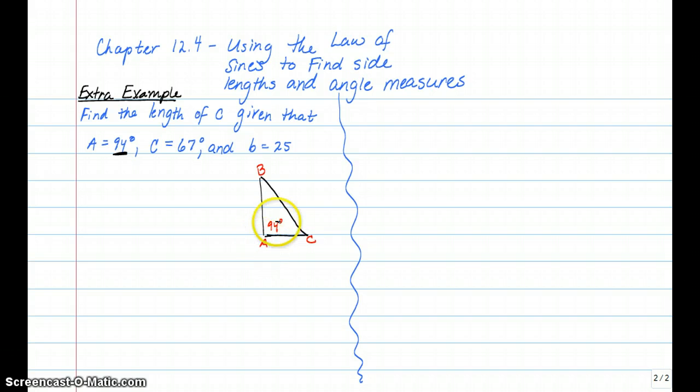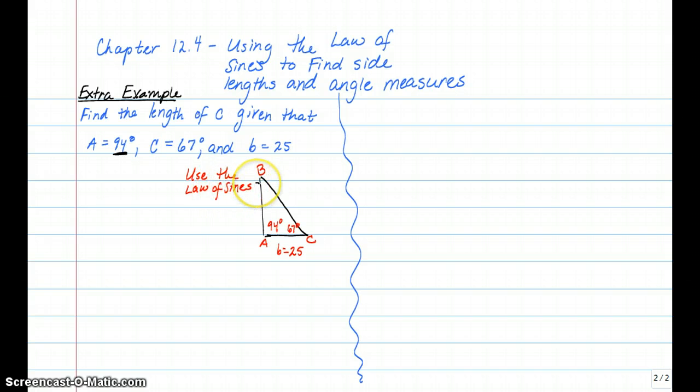We know that angle A is 94 degrees. I purposefully put the A there because that's my one obtuse angle. Angle C is 67 degrees. And then we don't know what angle B is, but we know that side B is 25. Let's label it as B equals 25. Well, we are going to need it because we need to have this angle here to go with this B. So let's go ahead and write down the law of sines. So you're going to use the law of sines.